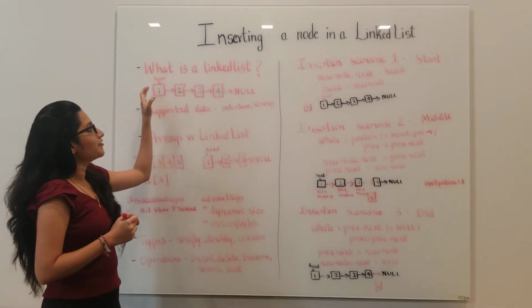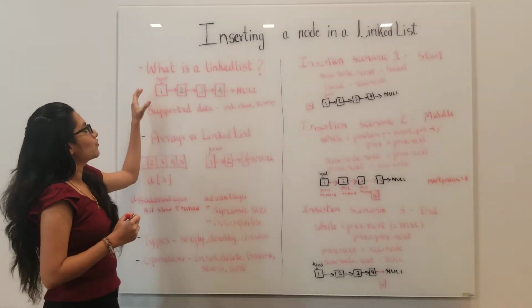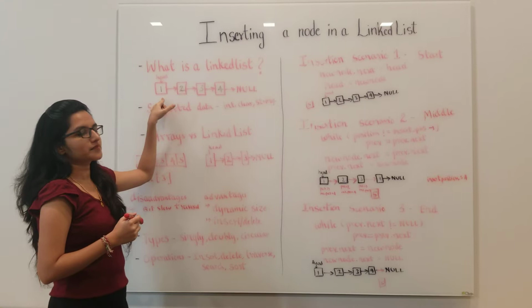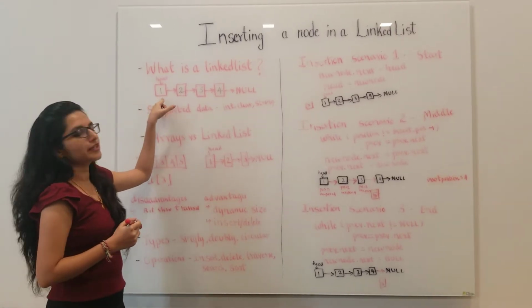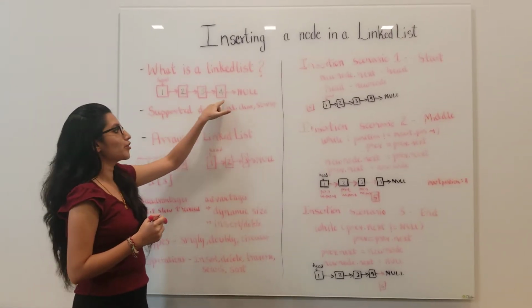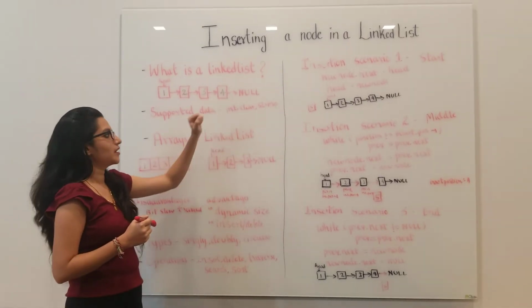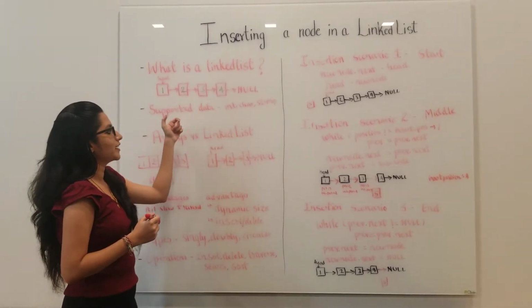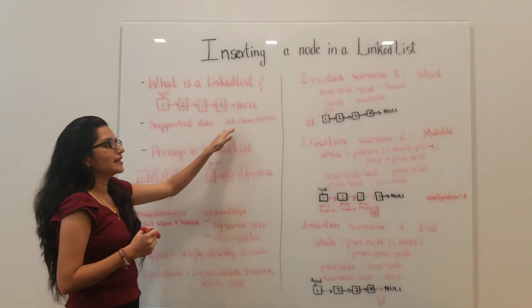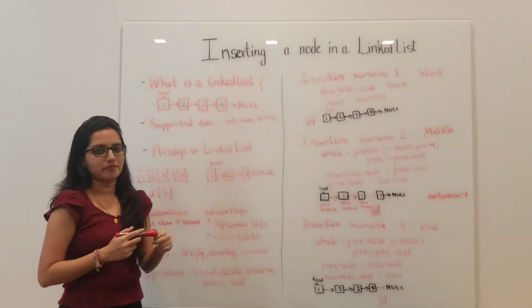Now every linked list has a head node which always points to the first node of the linked list. So that marks the beginning of the linked list. And the last node of the linked list points to null, which marks the end of the linked list. And in each of these nodes, we can have various data types like integer, character, string, and so on.